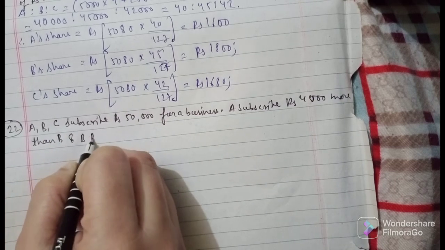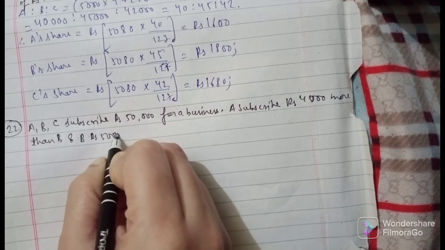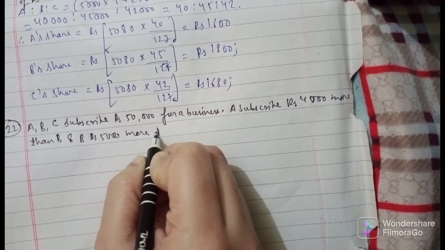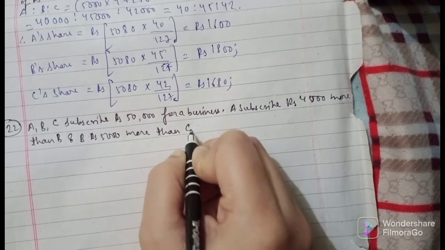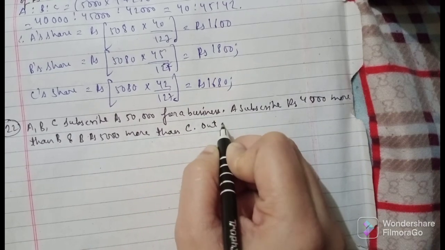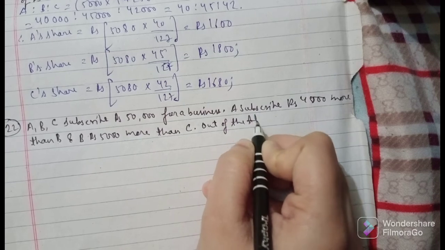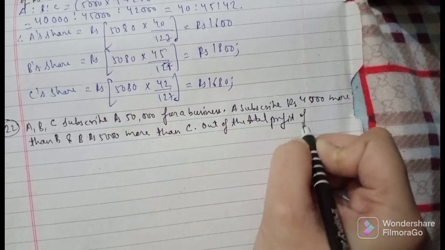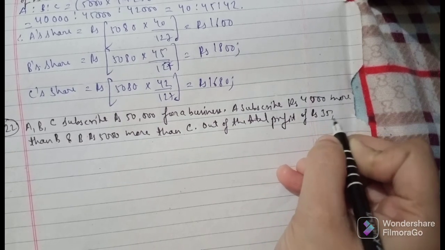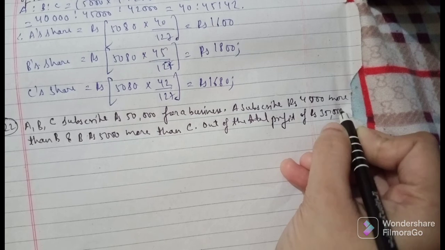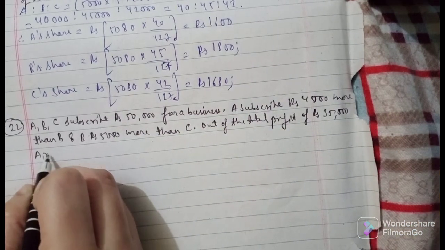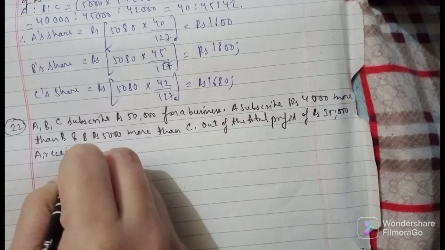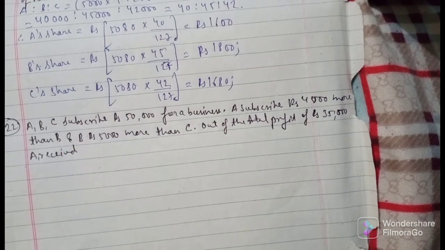And B rupees 5,000 more than C. Out of the total profit of rupees 35,000, you have to find what A receives. That is your question. Now we find out the solution here.